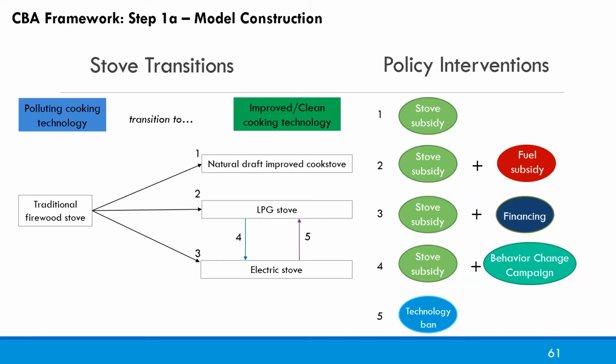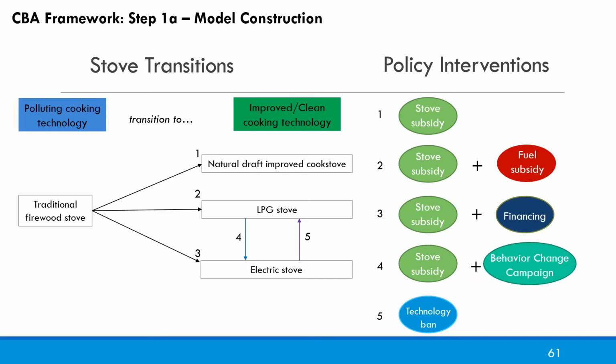Next slide. Our interviews with stakeholders in Kathmandu Valley gave us 5 cooking transitions to consider. The first is from traditional firewood stove users to natural draft improved cook stoves, which is an important transition to consider for low-income peri-urban populations with free access to firewood. The second transition is from traditional firewood users to LPG, given that it's currently the most widely available fuel in the country. The third is from traditional firewood users to electric cook stoves, which is aligned with the government's policy.